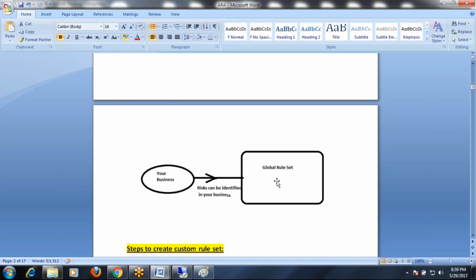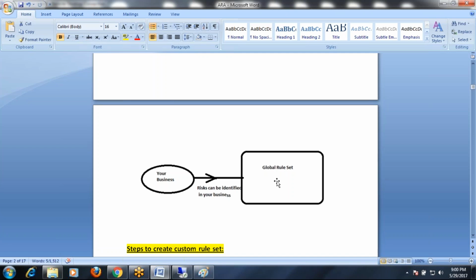As risk is not universal, it is not necessary that you accept everything in the global rule set as a risk. You can accept only the ones you need according to your project requirement. Only that can be accepted, and that is called a custom rule set. You will customize the global rule set and then name it. Okay, clear so far?